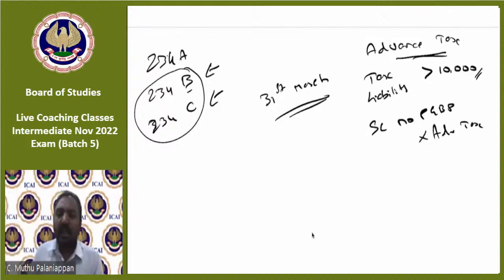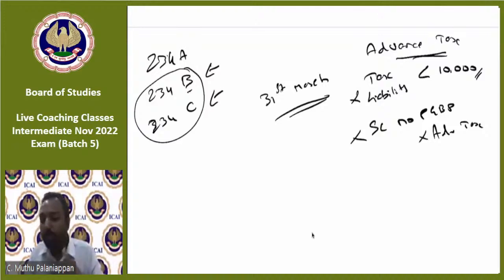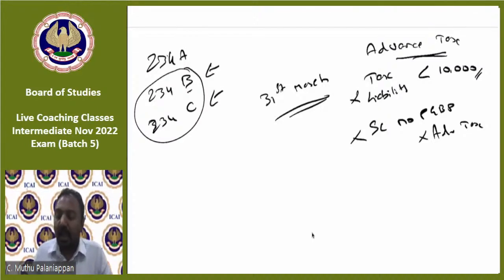As far as A is concerned, A is for delayed filing of return of income, belated filing of return of income. So when you're filing return of income after the due date, 234A is applicable. So for your question, advance tax is mandatory for specific persons. For persons whose tax liability is less than 10,000, I said greater, sorry, tax liability is less than 10,000, in that case, there is no advance tax. And if you are a senior citizen with no PGBP, there is no advance tax. So these are the situations where there is no advance tax. A is for belated return. So that's what it is about.